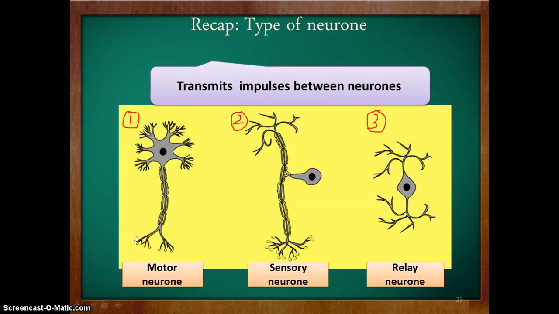Which of the neurons transmit impulses between the neurons? This will be the third one, the relay neurons.